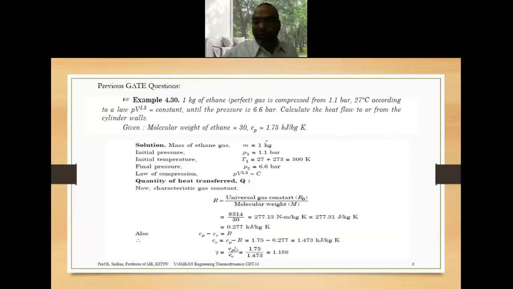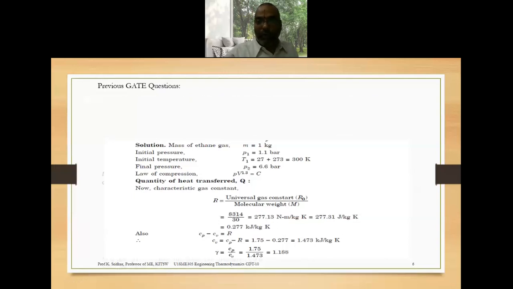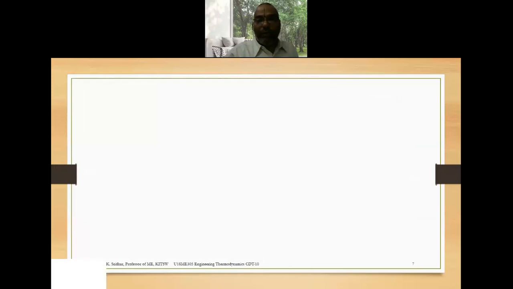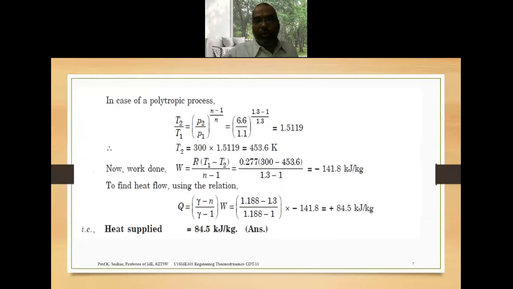Now Cp minus Cv is equivalent to R, you know. So Cv is equivalent to Cp minus R. Find out the value of Cv. And you know that the adiabatic index gamma is the ratio of the two specific heats, Cp by Cv. So gamma is equal to 1.888. From this, you can make use of the PVT relationships. With the use of the PVT relationships, find the final temperature T2, which is 453.6 Kelvin.